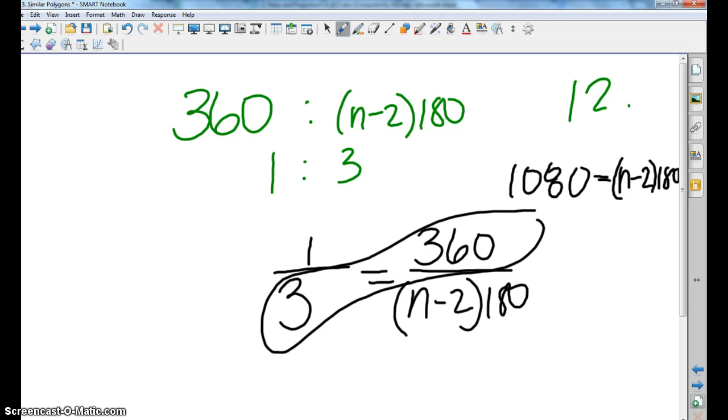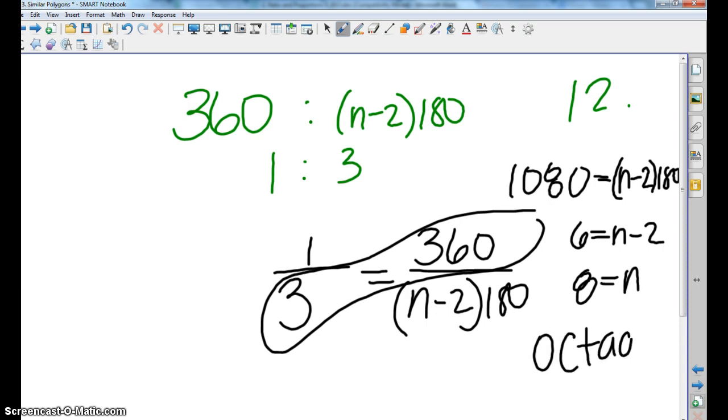And then we just work backwards. Divide by 180. And then add 2. Yeah, so we'll get 6 equals n minus 2. And then we add 2 to both sides. 8 equals n. So it said name that polygon. So it's an octagon.